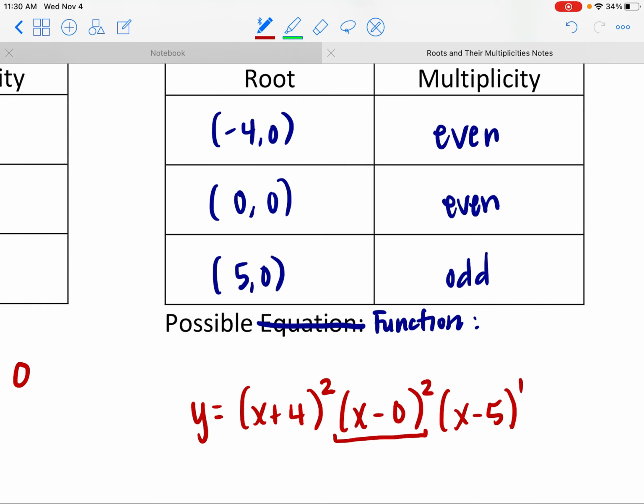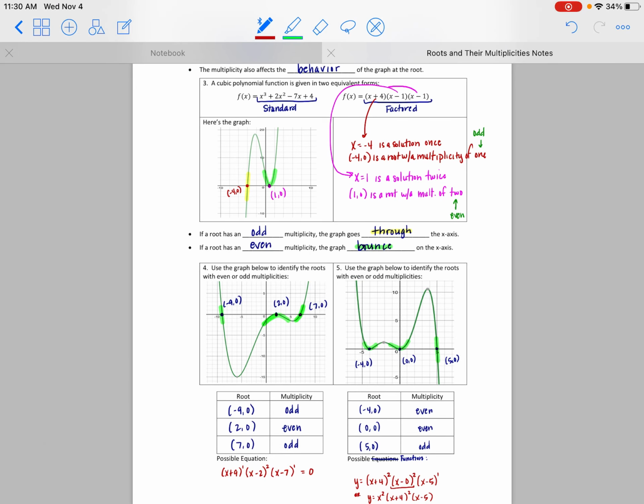No. So, or we could say y equals, I'm going to just go ahead and put that x squared out in front, and then x plus 4 squared, and then x minus 5 to the first. Okay, you could put the minus 0 if you want. It's just not necessary. We don't need the 0 in there. Okay, so there it is. So now you have all kinds of information about division and factors and roots and their multiplicities.